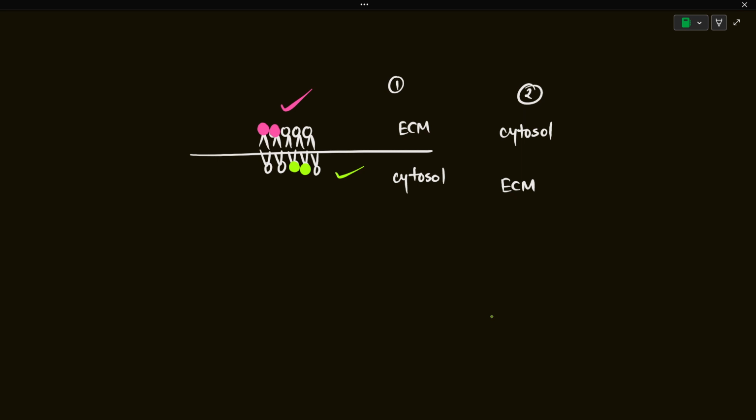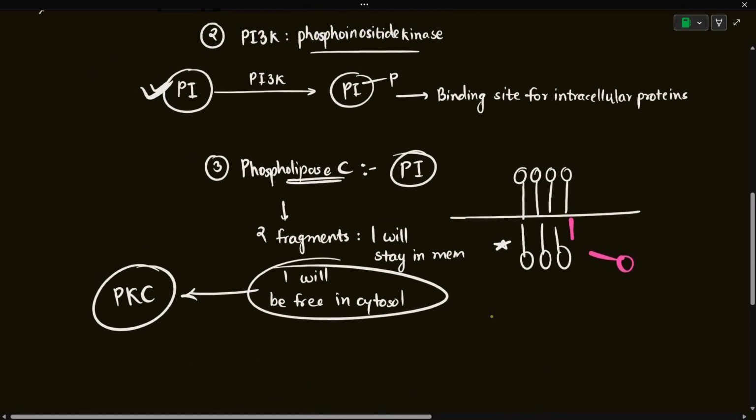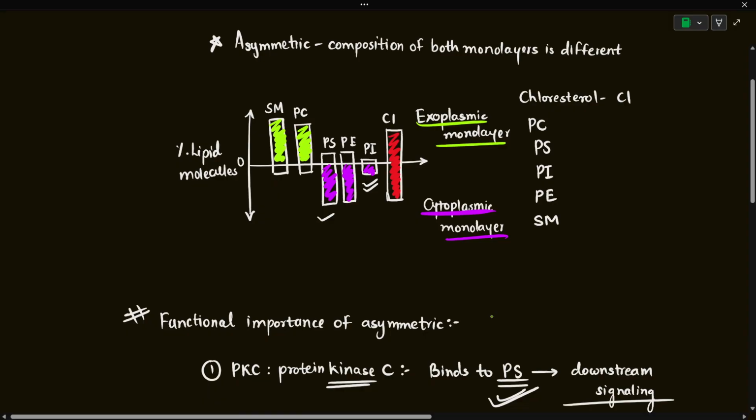If the cell is able to recognize the intracellular part and the extracellular part, it is going to differentiate between those two parts clearly. Then it will be able to perform the signaling in a coordinated manner. That is how the asymmetry in the plasma membrane is very important.